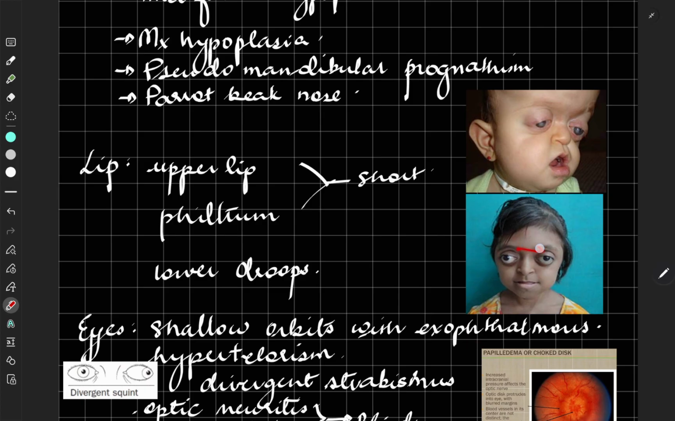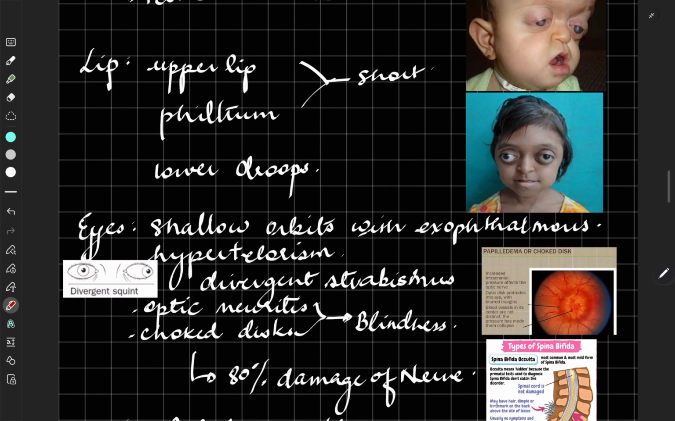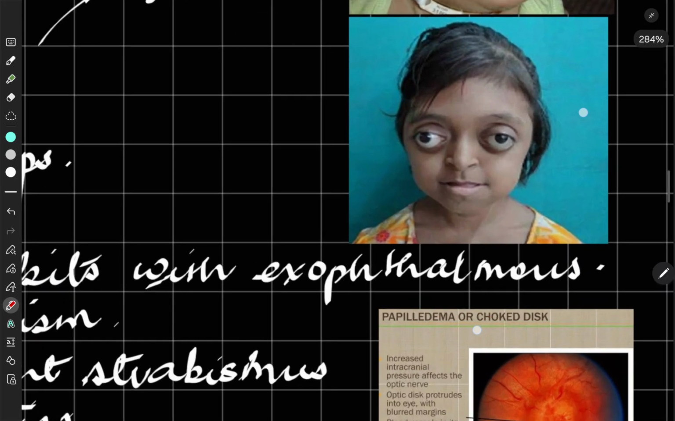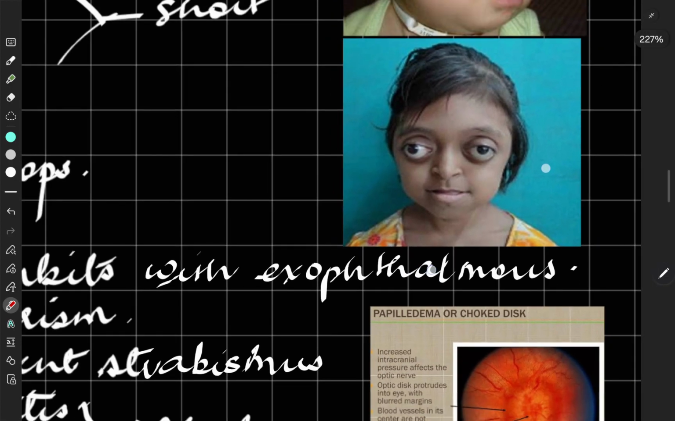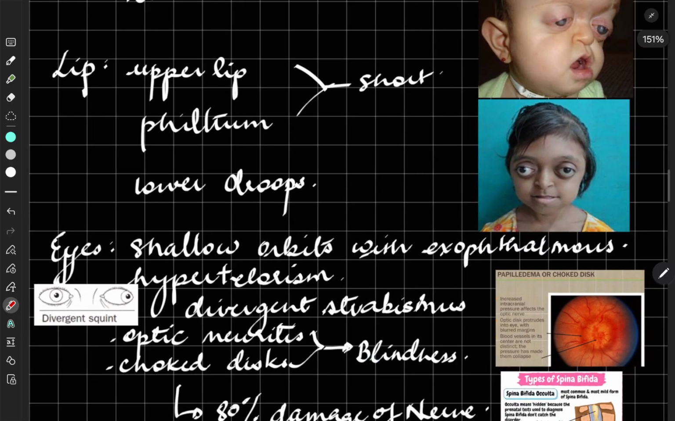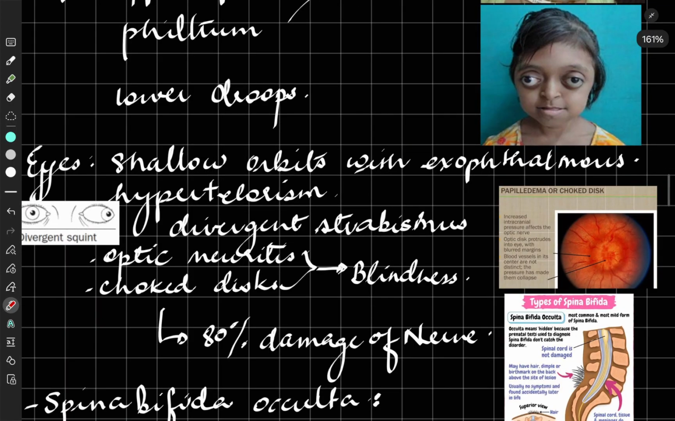Hypertelorism, there is a lot of space between the two eyes. And then there is divergent strabismus. What is divergent strabismus? This. One eye over here and one eye over here. Can you see in this photo? Both eyes should be in the middle, but one is here and the other is here. This is called divergent strabismus. If the same eye was to be here, then it will be convergent strabismus. There is divergent strabismus. There can be optic neuritis or choked disc, which can lead to blindness.